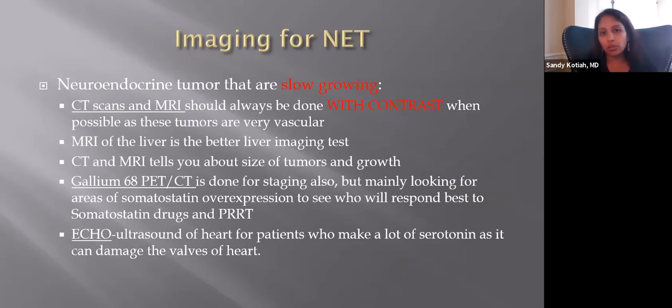And of course, we do things like gallium-68 PET scans. Gallium is a radio tracer that picks up receptors for somatostatin on the surface of slow-growing neuroendocrine tumors. So that's a very good way of getting a whole body scan to see what is involved, where your tumor is. Is it in your bones? Is it just in your liver? Is it in the lungs? And sometimes we order an ultrasound of the heart for somebody who's making a lot of serotonin, because it can sometimes damage the right side of the heart and cause scarring.